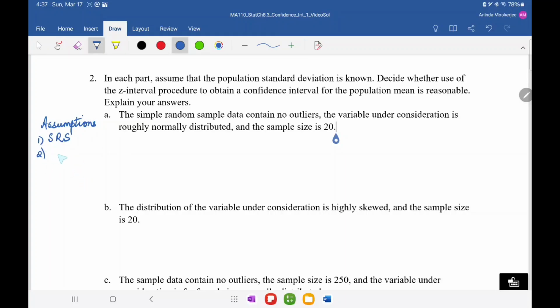Number 2 says the variable must be normally distributed or come from a large sample. All right, or must be a large sample. And number 3 says the sigma, that is the population standard deviation, must be known. So let's see whether the conditions given here in part A satisfy these assumptions.